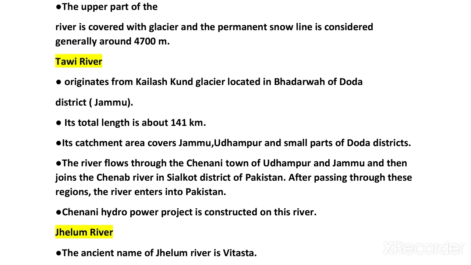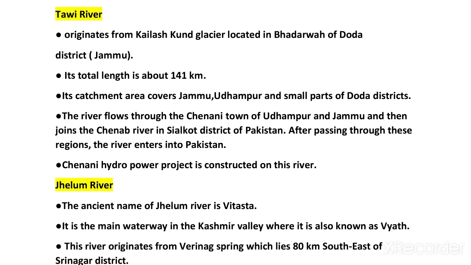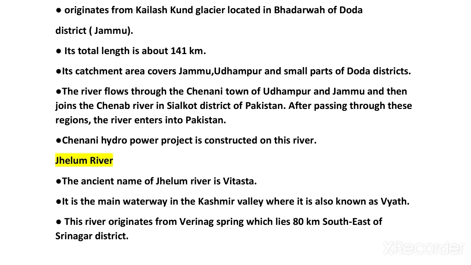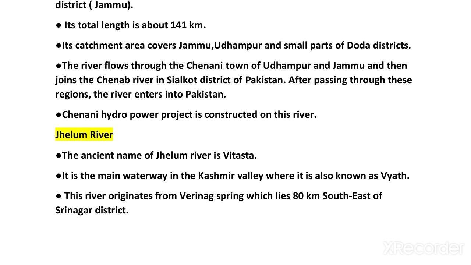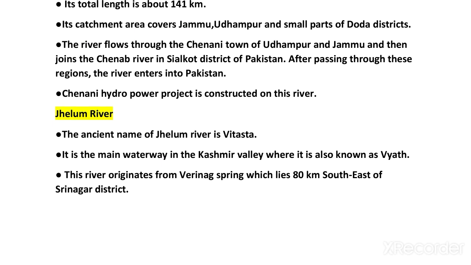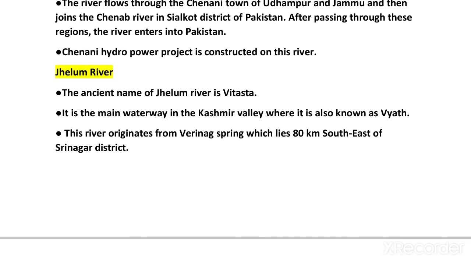River Tavi. It originates from the Kailashkund Glacier located in Bhadarwah of Doda district, Jammu. Its total length is about 141 kilometers. Its catchment area covers Jammu, Udhampur and small parts of Doda districts. The river flows through the Chinani town of Udhampur and Jammu and then joins the Chenab River in Sialkot district of Pakistan. After passing through these regions, the river enters into Pakistan. Chinani hydropower project is constructed on this river.